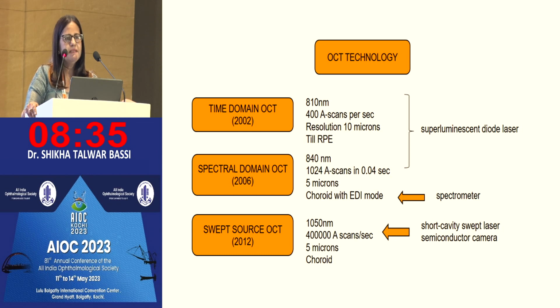This technology, though developed in 1990, came into the clinical practice with the development of time domain OCT in 2002, which uses 810 nanometer wavelength light, but the speed was less. It was like 400 A scans per second, and the resolution was also less, 10 microns, and we could reach till RPE. With spectral domain OCT, developed in 2006, the wavelength of light used is 840 nanometers, and the speed improved to 1,000 scans per second, and the resolution also improved to 5 microns, could reach till choroid in EDI mode. Of late, we have Swept Source OCT, developed in 2012, where the speed is improved to 4 lakh A scans per second, and with a good resolution too.